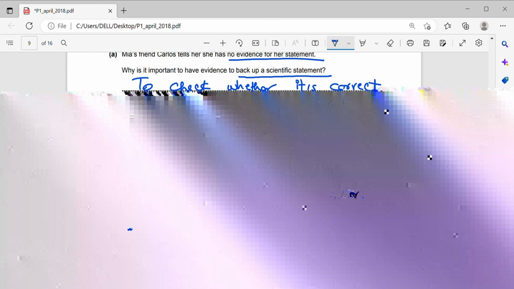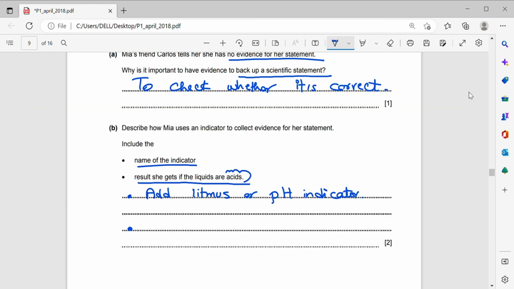What would be the color in case of the acids? The indicator turns red, orange, or yellow.